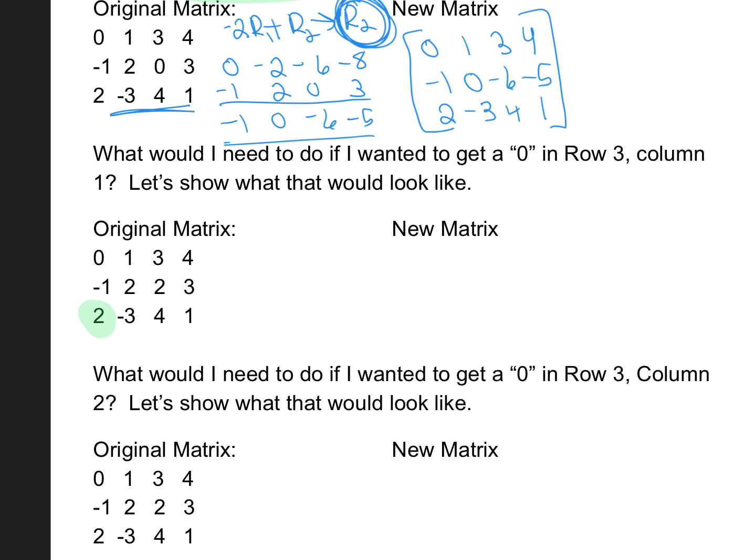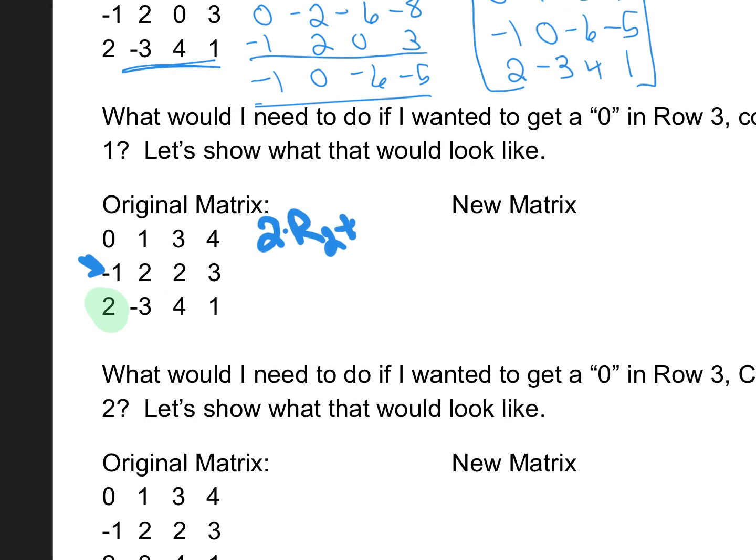So that means I need to think, all right, I need to get a 0 there. So I need to think, what two rows am I going to use where I can multiply one of those rows by a number and end up adding them together to get a 0. Okay, so what that means is I am going to take my row 2 right here, and if I multiply it by 2, so if I take 2 times row 2, okay, and I add it to row 3 and put it in row 3, that will give me a 0 where I want it.